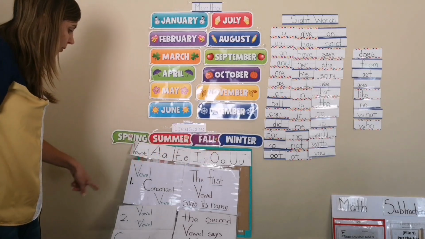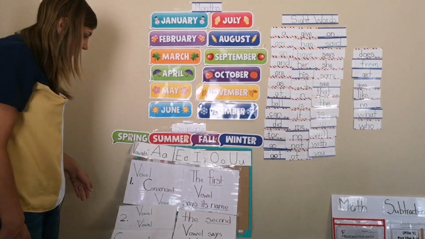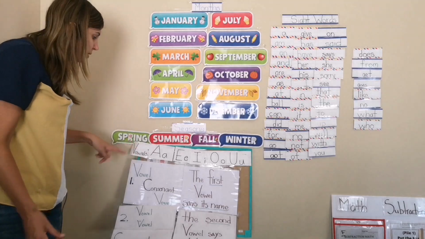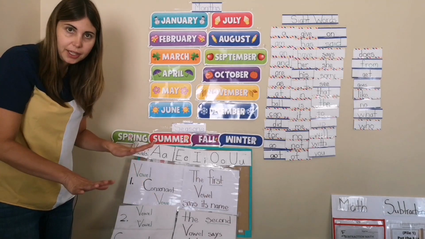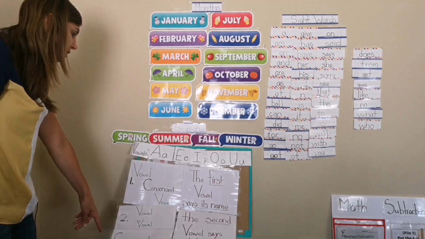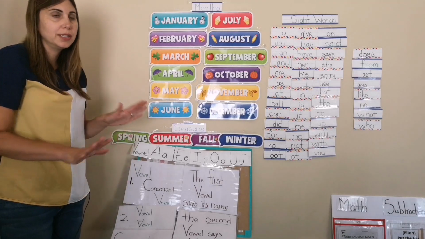A-E-I-O-U. We're going to sing our vowel, consonant, vowel song and our vowel, vowel song. Vowel, consonant, vowel, vowel, consonant, vowel. Our first vowel says its name, our second vowel says nothing. Vowel, vowel, consonant, vowel, vowel, consonant. The first vowel says its name, the second vowel says nothing.